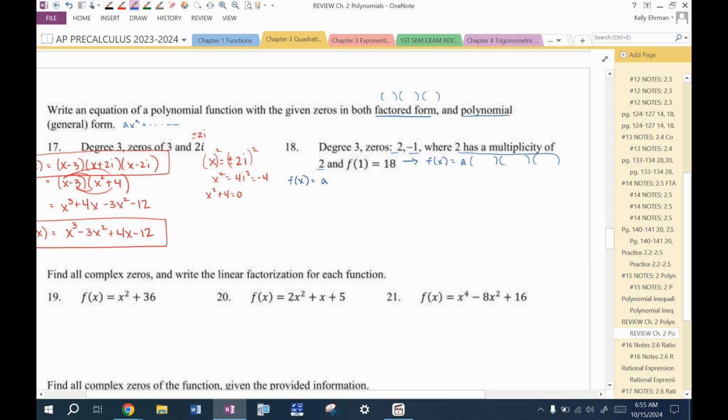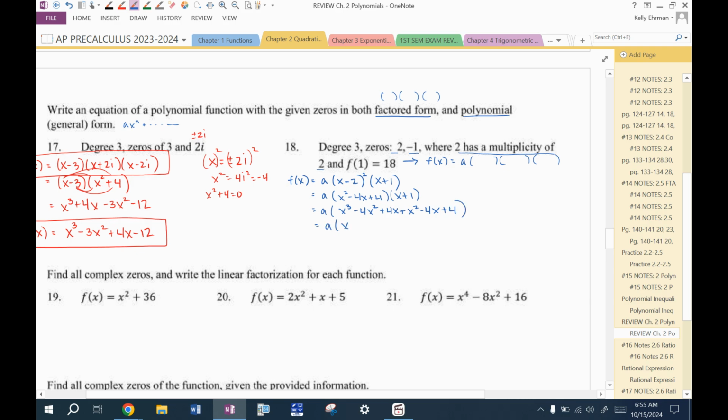Zeros are 2 and negative 1, where 2 has a multiplicity of 2. So that means x minus 2, that's the factor that x equals 2 came from, has to be squared. And then a 0 of negative 1 means x plus 1 was the factor. So that's not too bad. And we can start foiling that out, right? So we could say, let's see, this is x squared minus 4x plus 4 times x plus 1. That's x cubed minus 4x squared plus 4x. Multiply the 1 through. Plus x squared minus 4x plus 4.